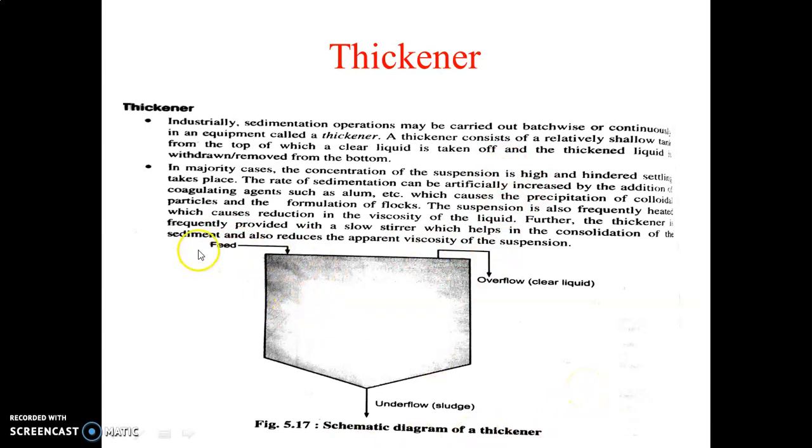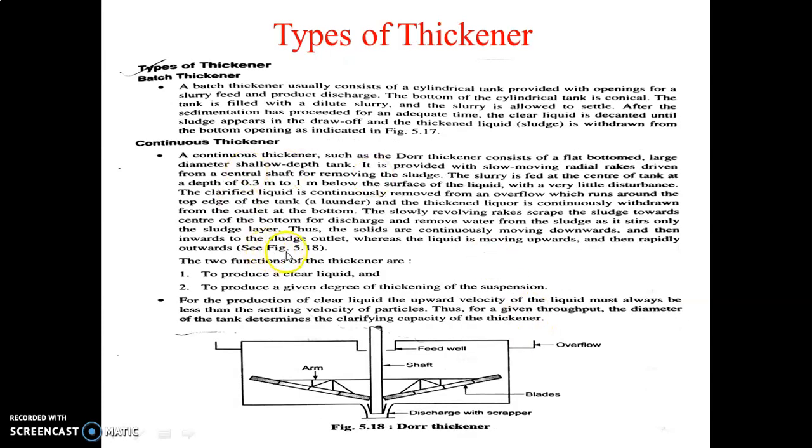So batch thickener means you have to just add the liquid, apply the settling, then separate clear liquid and sludge. It is called a batch. Then again you have to feed dilute slurry like this. So in this way this thickener is working.